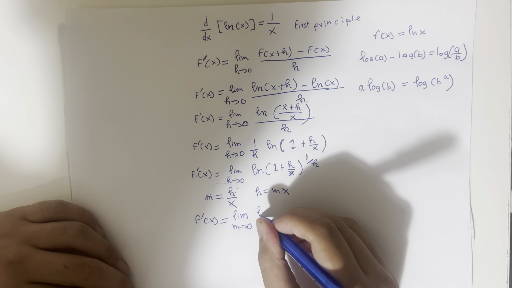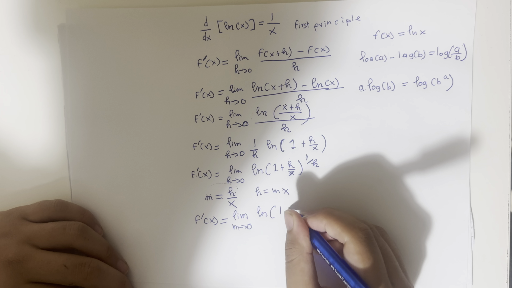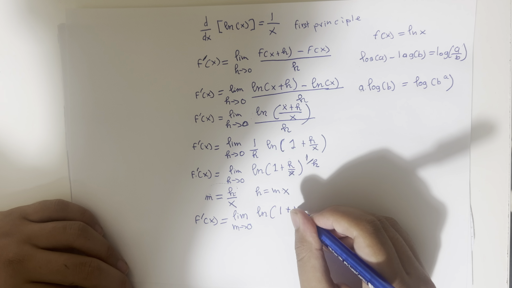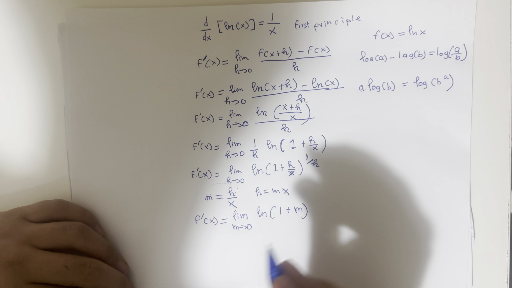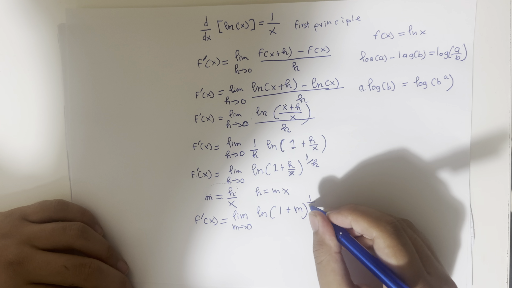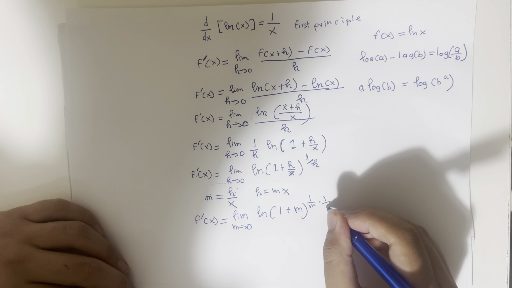of the natural log of 1 plus m to the power of 1 over h, where h is mx. So we have 1 over m times 1 over x.